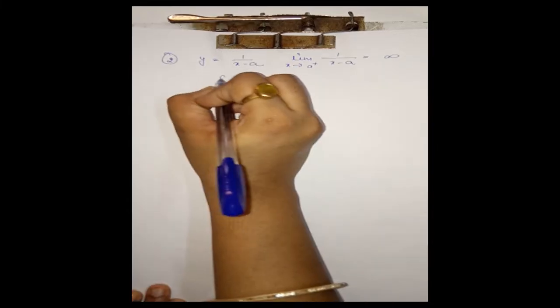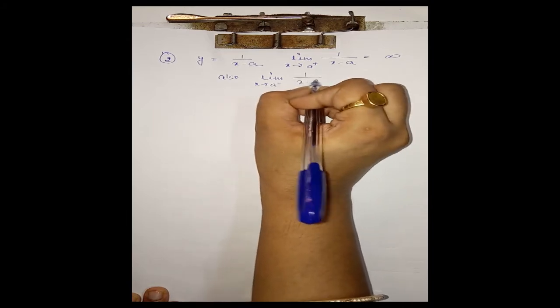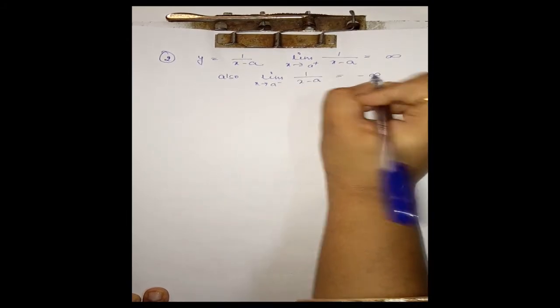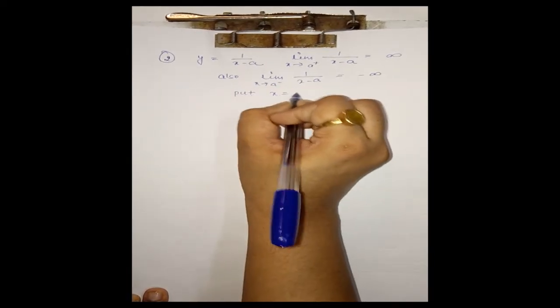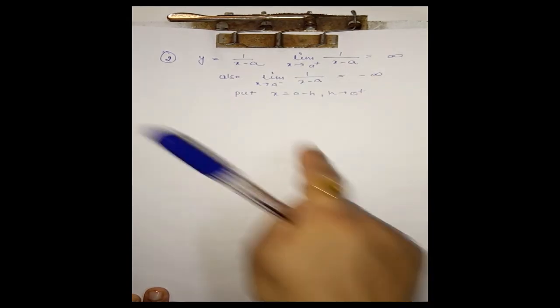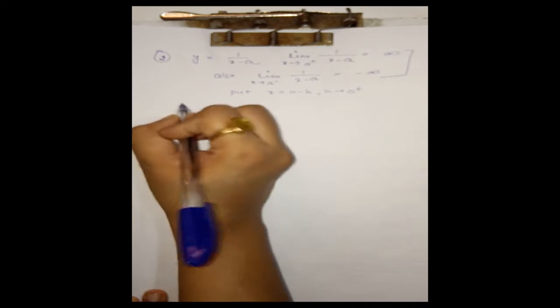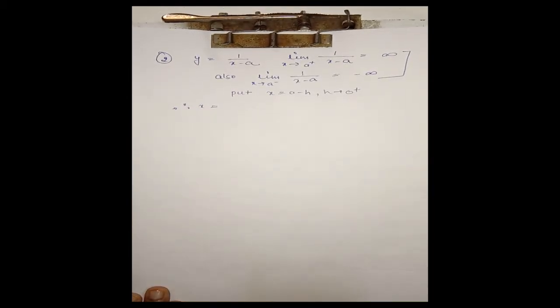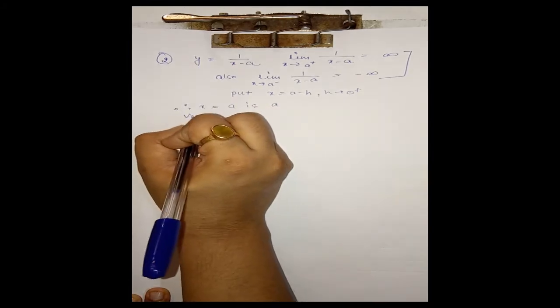And also limit x tending to a minus of 1/(x - a) is minus infinity. If we put x = a - h and take h tending to 0 plus, then also the limit will be minus infinity. Therefore, by definition of vertical asymptote, x = a is a vertical asymptote.